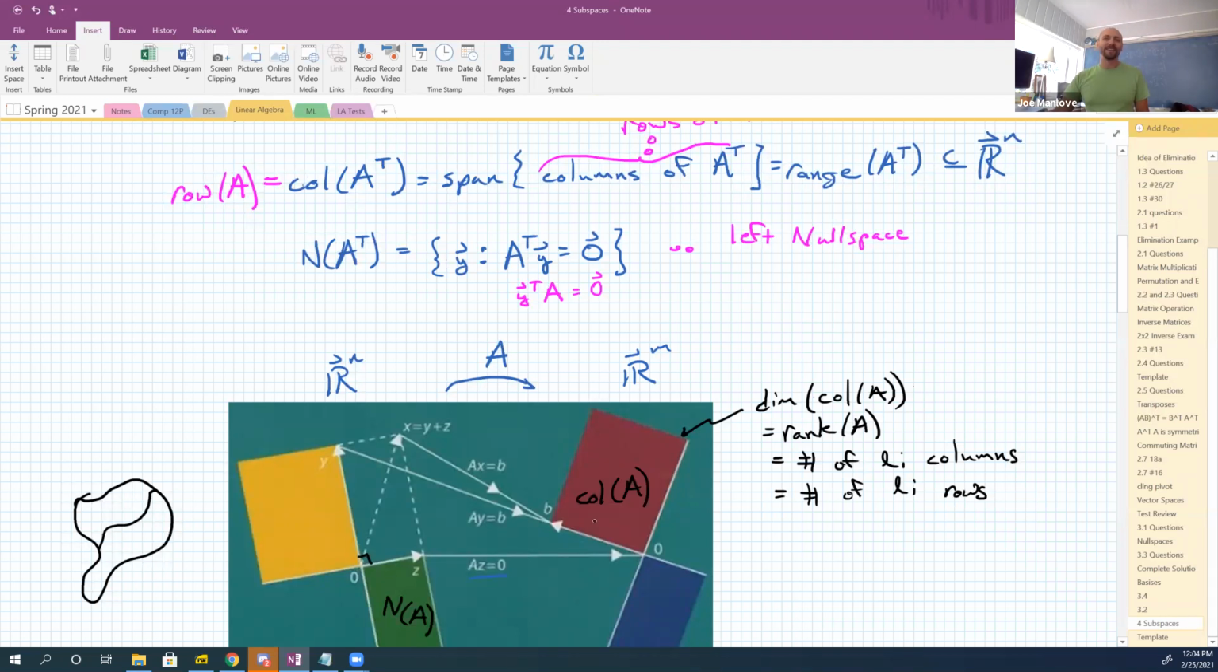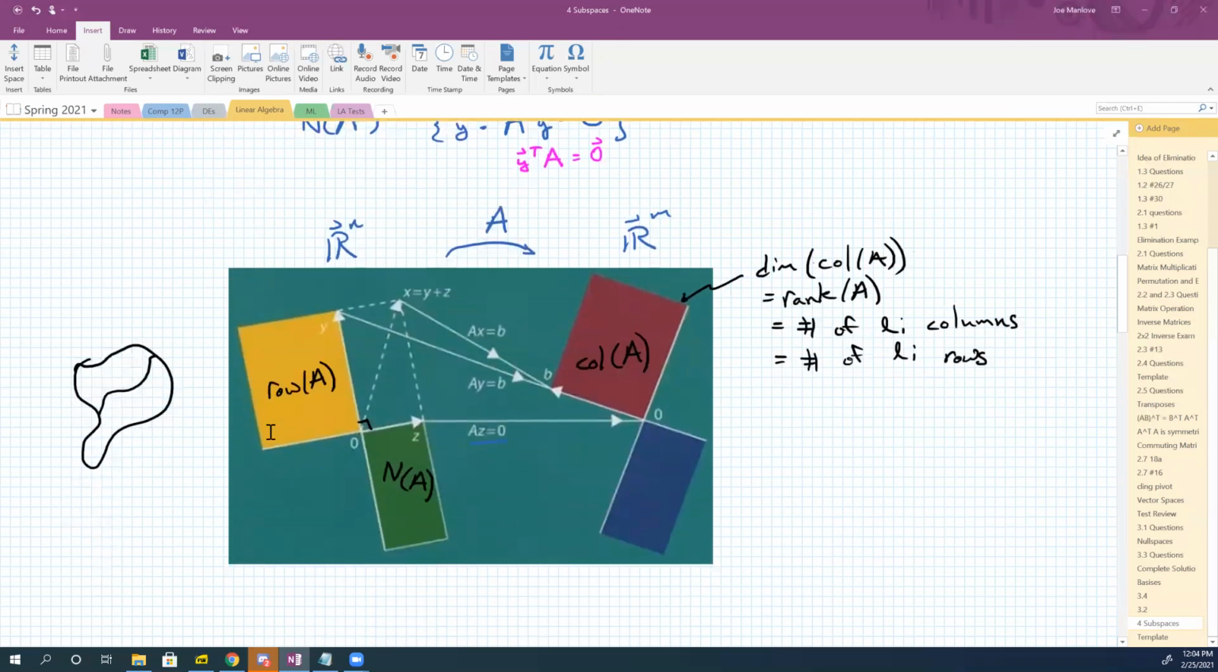So the fact that the red box over here has a size, this yellow box, that's the row space. Now, I can't help but notice that the green and blue look the same size too, but I know that the null spaces don't have to be the same size.